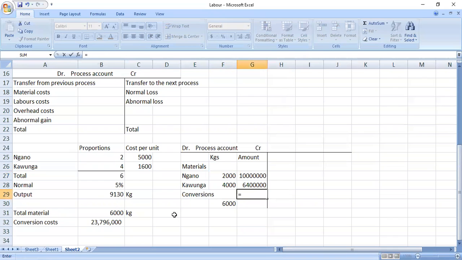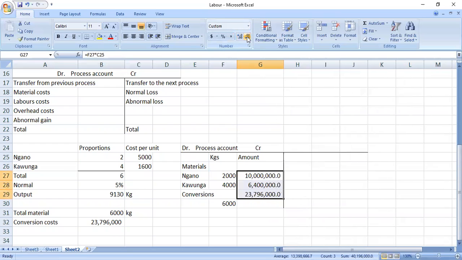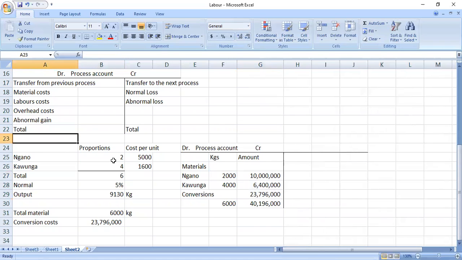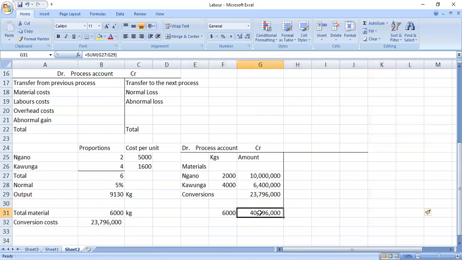They were given straight here as 23, so you don't have to do anything about it. So those are my costs so far. I don't have any other costs, so I just add them to get my total cost. We're trying to respect the account here. We don't have overhead, so we can't do anything. Abnormal gain, we shall confirm. I think I should have left some space here in case of abnormal gain or loss. Let me do that. So this total will change if there's abnormal gain or loss.